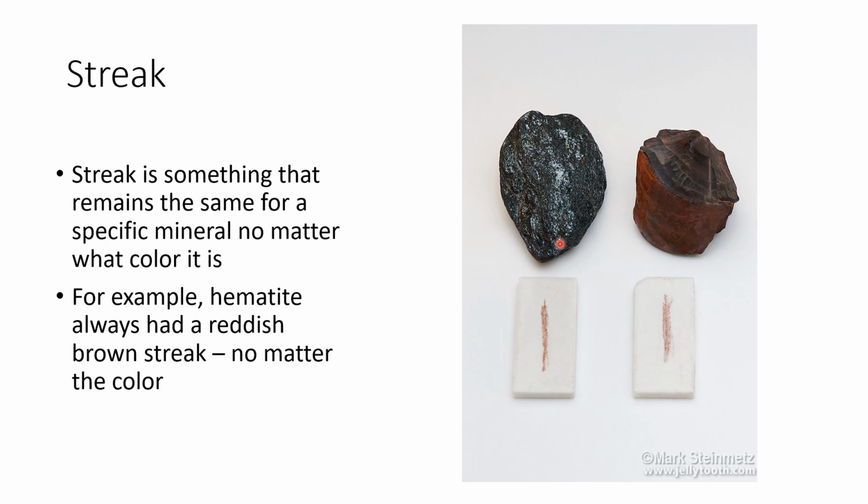So remember, hematite is something that we'll see in stores that has been magnetized, and they turn it into these cool little magnetic beads that you can buy, right? Both of them, even that magnetic stuff, if you scratch it on a scratch plate like this, it will always have that reddish brown streak, no matter what.